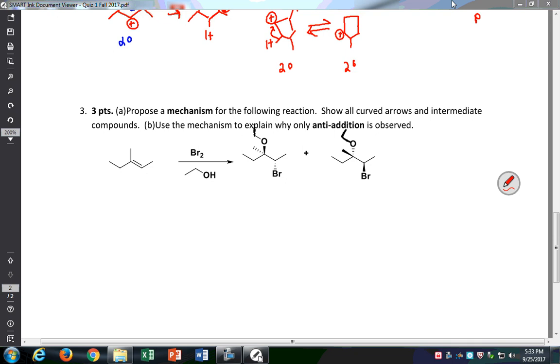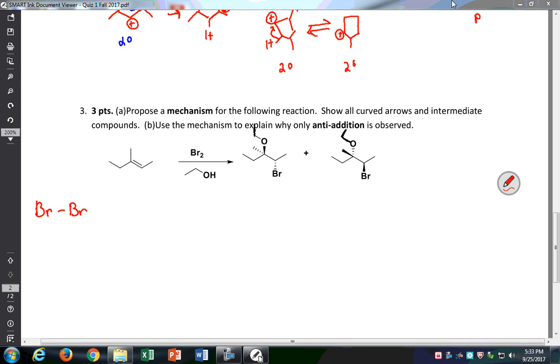Our carbon of our alcohol is not electrophilic enough. Not going to attack that carbon, not partial positive enough. But we do have Br2, and though Br2 is nonpolar, it is polarizable. We spent about 15 minutes talking about Br2 in lecture because of this. I don't expect you to memorize this.